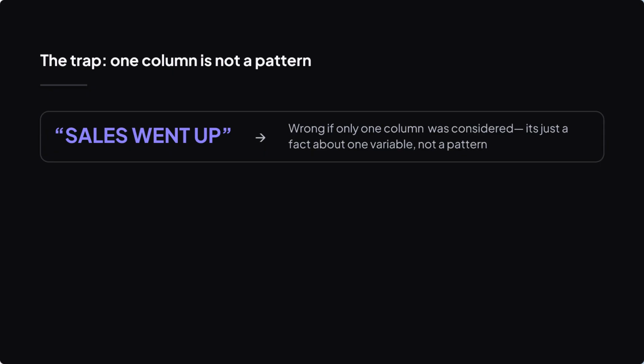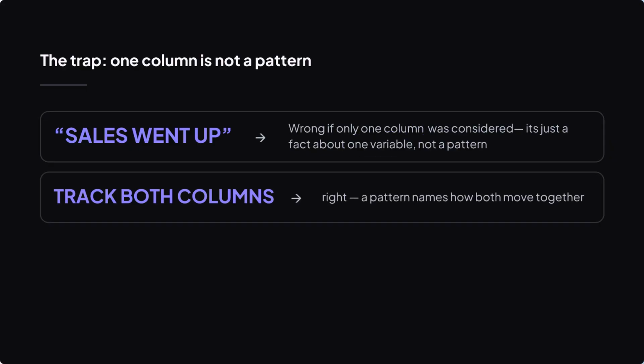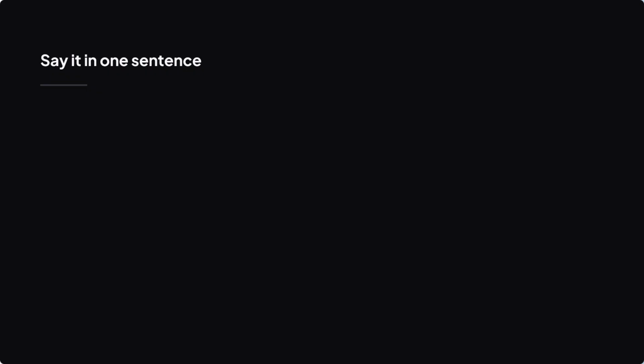The trap: 1 column is not a pattern. Saying the sales went up is wrong if only 1 column was considered. It's just a fact about 1 variable, not a pattern. Always track both columns in the same order. A pattern names how the 2 move together. Say it in 1 sentence.